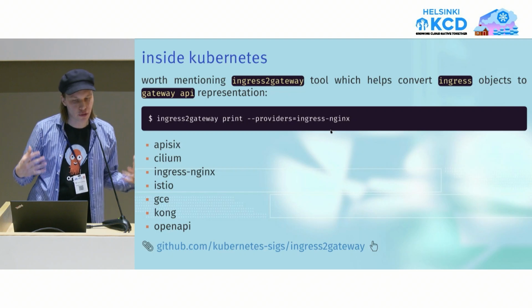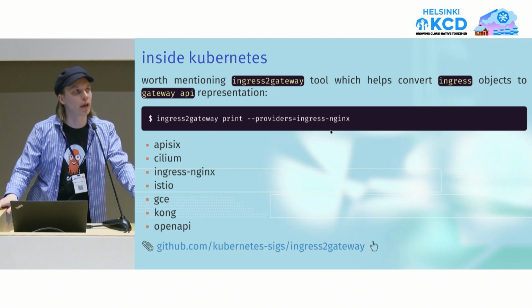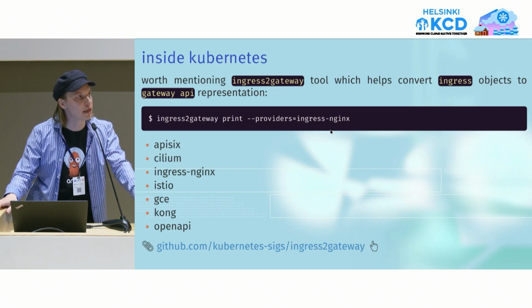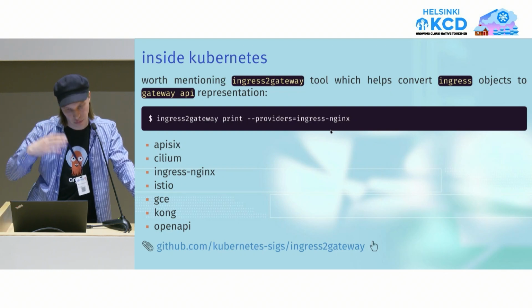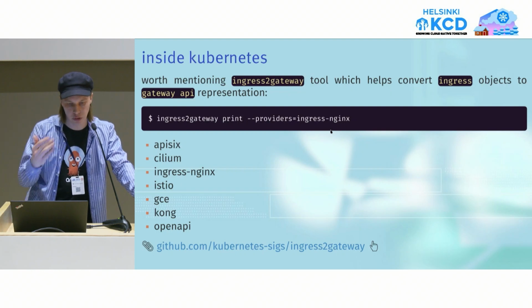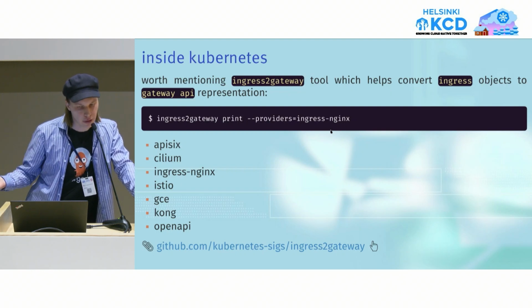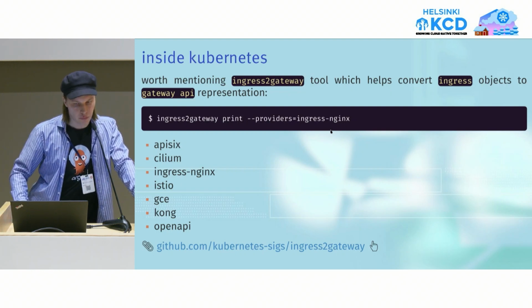It can be really hard to start moving because you're thinking, okay, now I need to rewrite this YAML file to a different YAML file. It can be hard, but here you will get a representation, and this is already something you can try in your dev cluster and move forward with Gateway API.